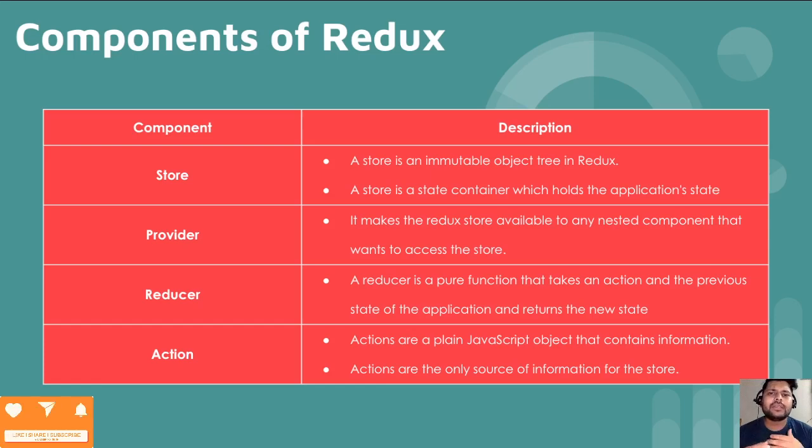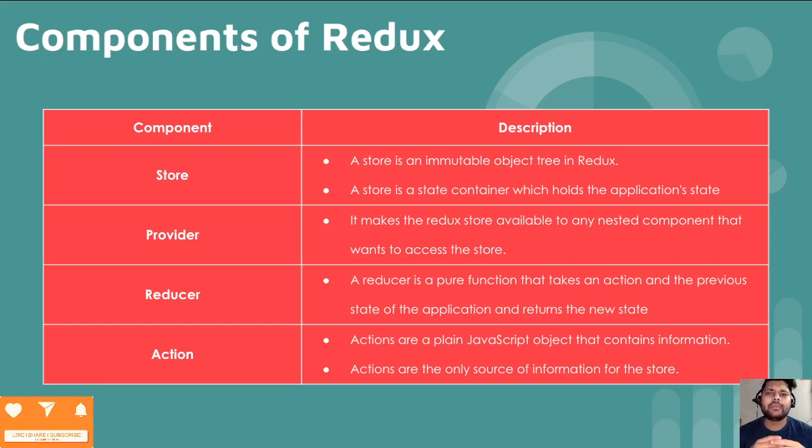After the provider guide, I have one word: reducer. So what does the reducer do? It is just a pure function. This pure function takes two things. Number one, it takes state, and number two, it takes action. The state is the current state, and the action is what to do.